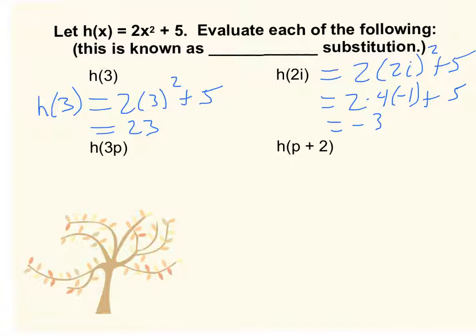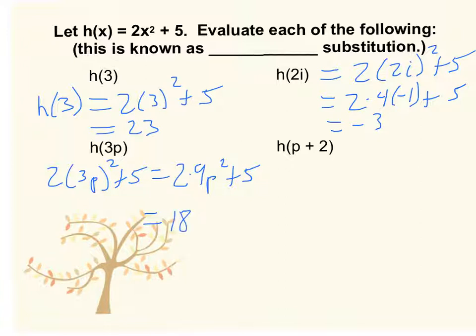We could substitute an expression with a variable in it, like 3p. Understand that if that happens in a problem, we would expect to have a variable in our answer. This would be 2 times 9p squared plus 5, which we could simplify all the way to 18p squared plus 5. That would be fully simplified. Notice I still have the p variable in my answer because the expression that I substituted in when I evaluated was 3p.